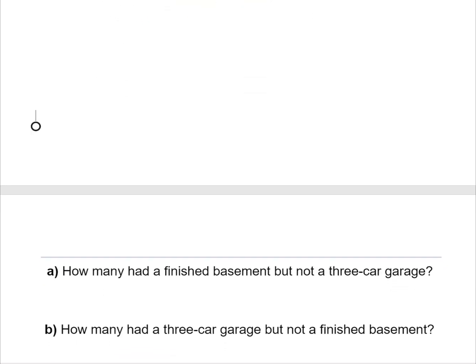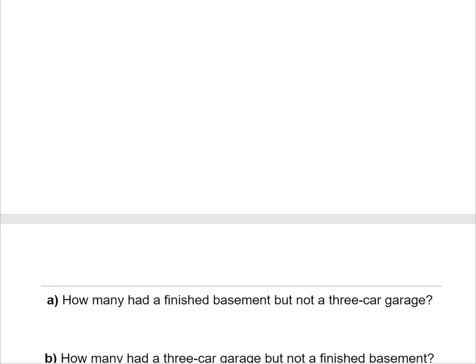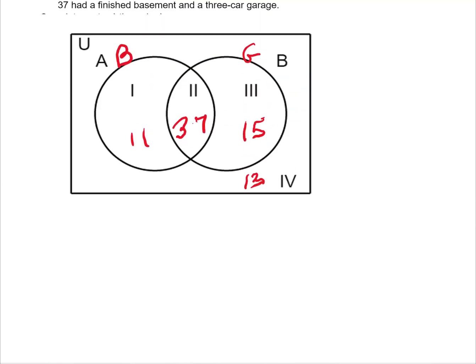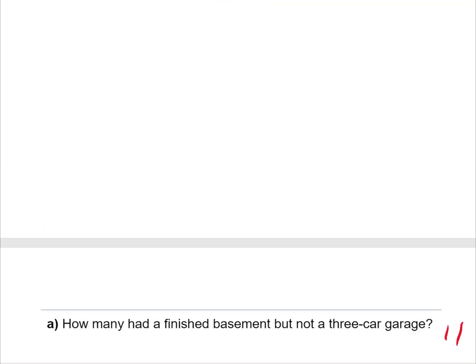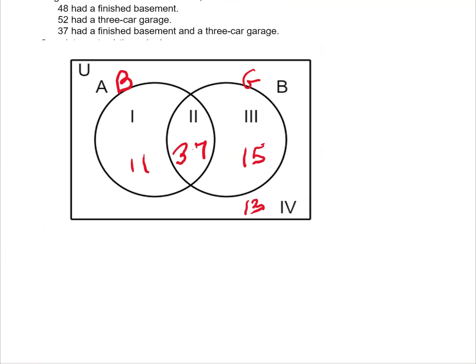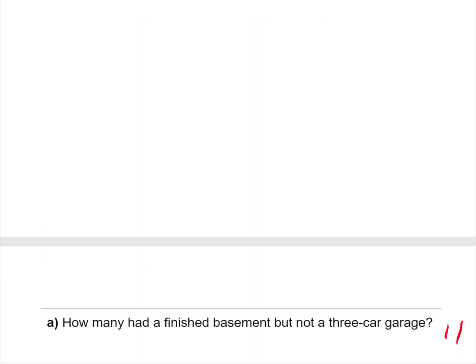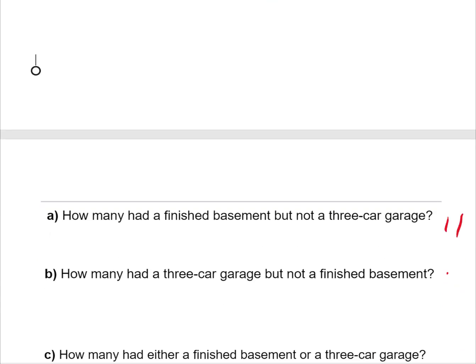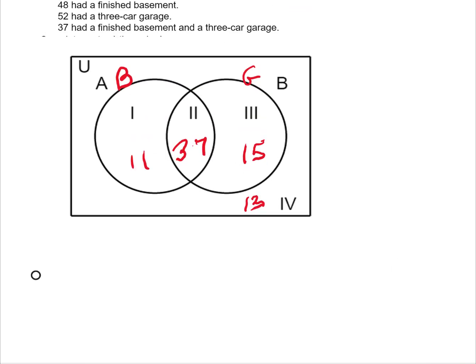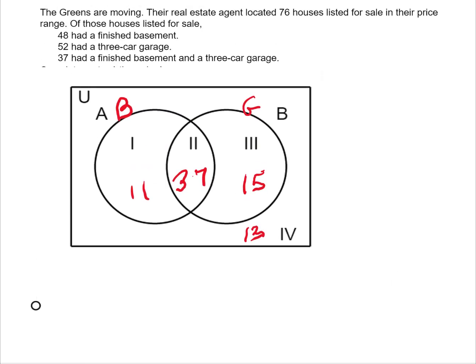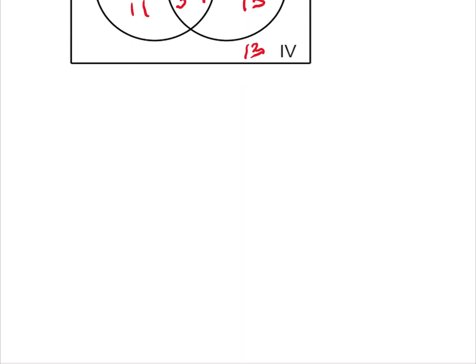So how many had a finished basement but not a 3-car garage? If we go back up and look at our picture, finished basement but not a 3-car garage, that's going to be 11. And then how many had a 3-car garage but not a finished basement? That's the 15. And the last question they ask us is, how many had either a finished basement or a 3-car garage? That's going to be the sum of the houses that were put into regions 1, 2, and 3, and that's actually 63.